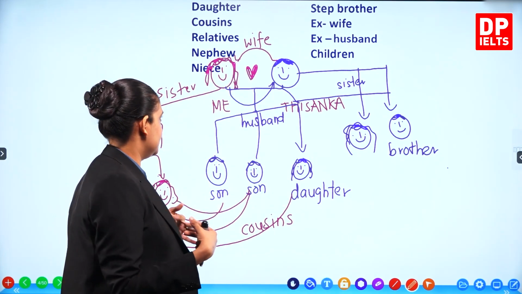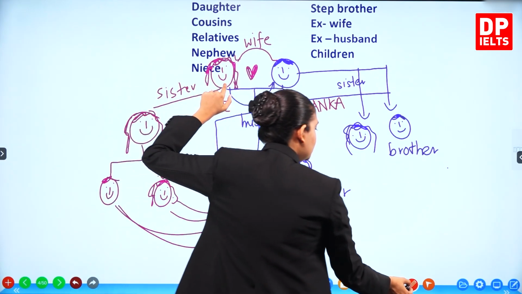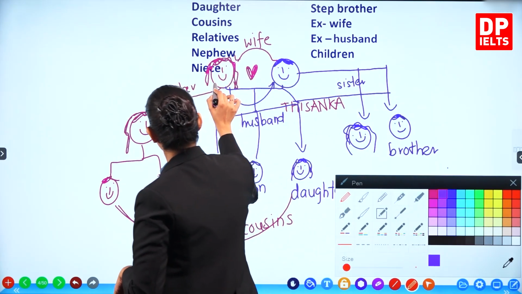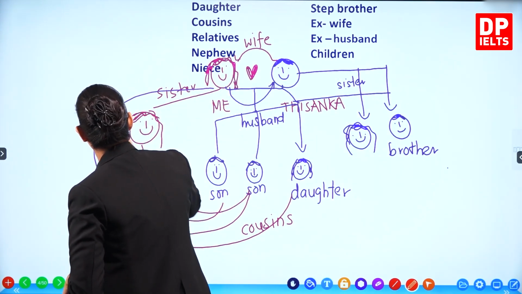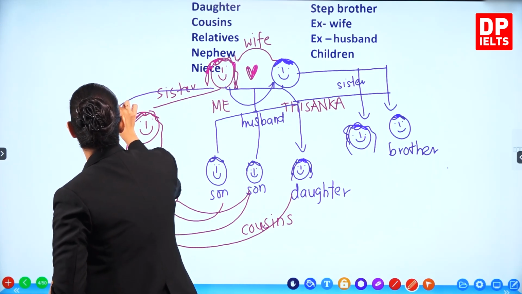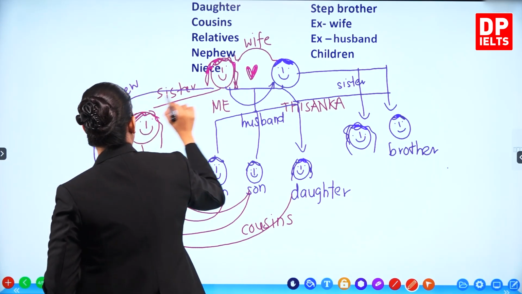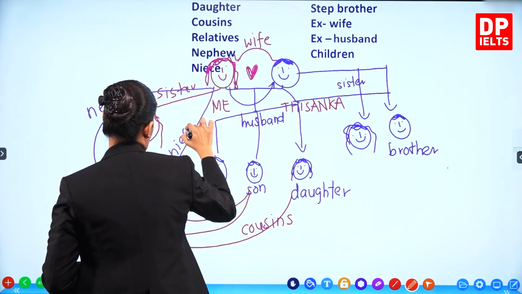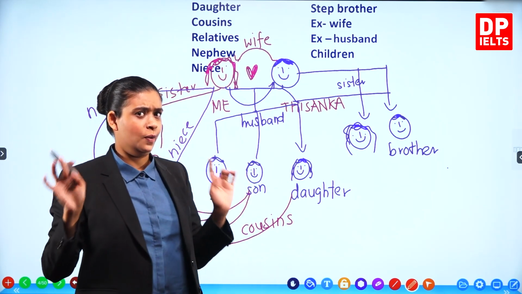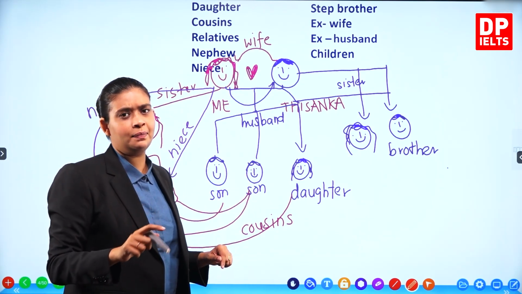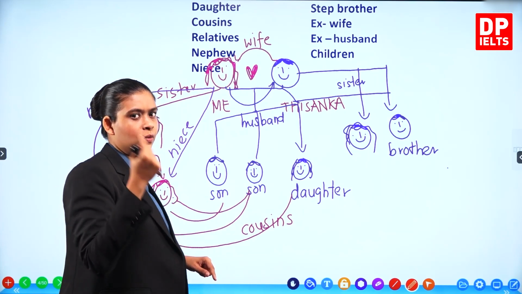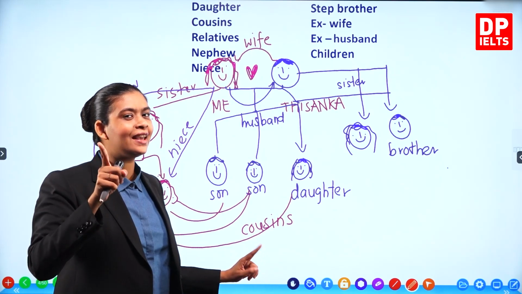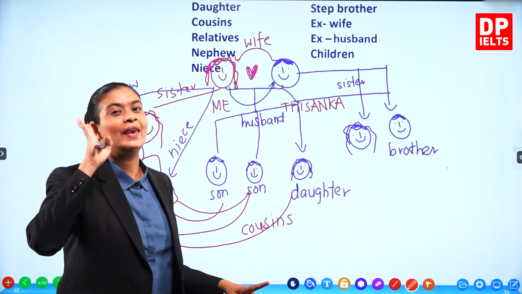Nephew and niece. So for me, I'm going to take a different color. Let's take purple. For me, this is my nephew. And this is my niece. Okay. I hope you were watching it carefully. If you didn't get it, please go back and watch the video again, because there are so many lines going on in this, and that is why I told you to pay attention.